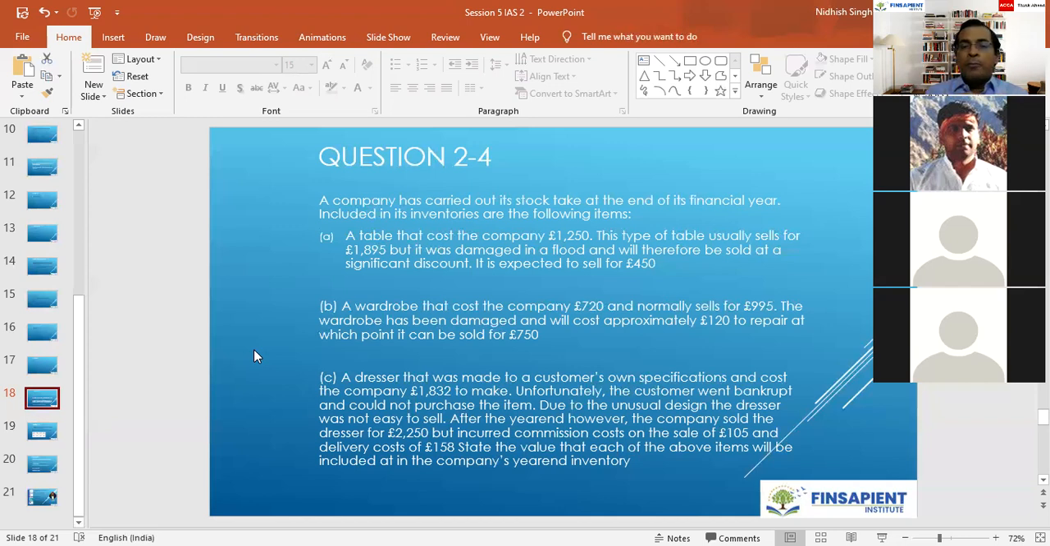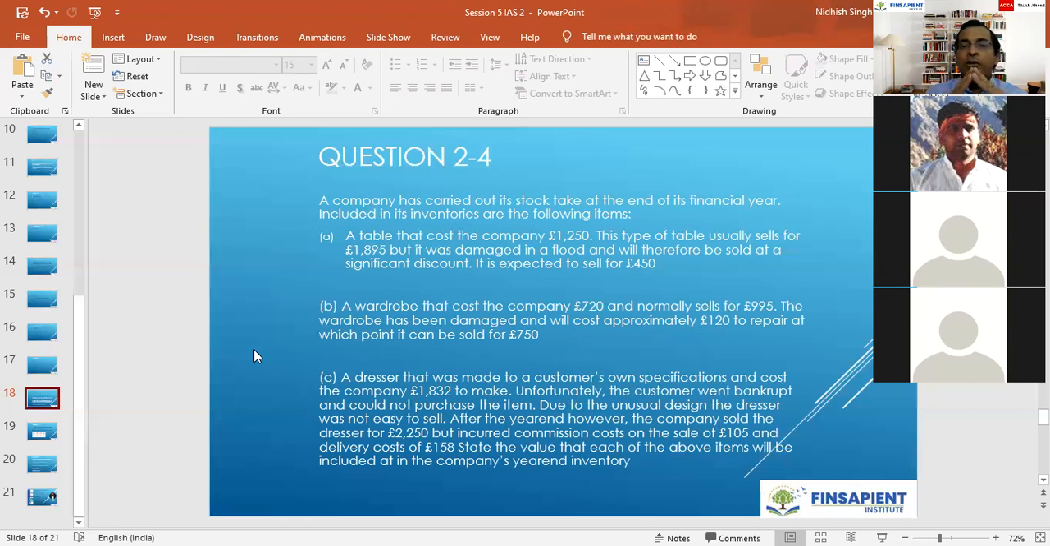Okay, just to clarify now, you can sell it for how much? Your testing should be like this. How much can you sell it for? 750. What is your cost of selling? 120. So 750 minus 120? 630. 630 is your NRV, net realizable value. Now, what is your cost of this wardrobe? 720. Which number is higher, 720 or 630? 720. Sorry, actually the question should be the other way around. Which one is lower, 720 or 630? 630 is lower.